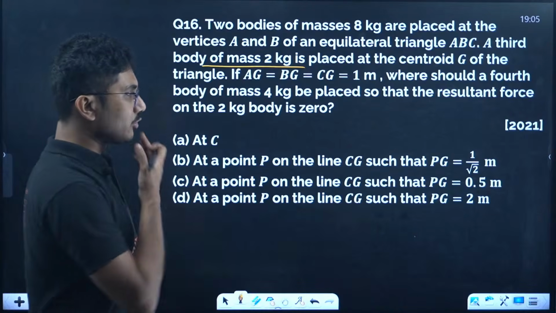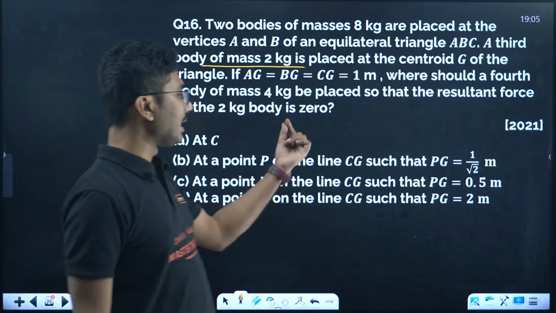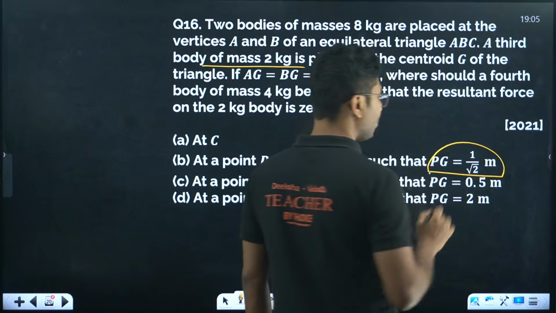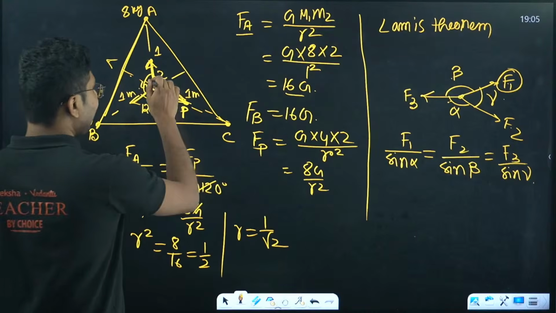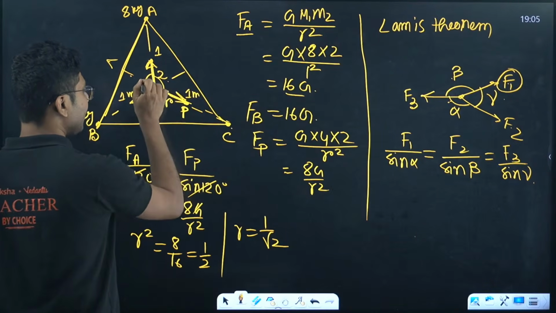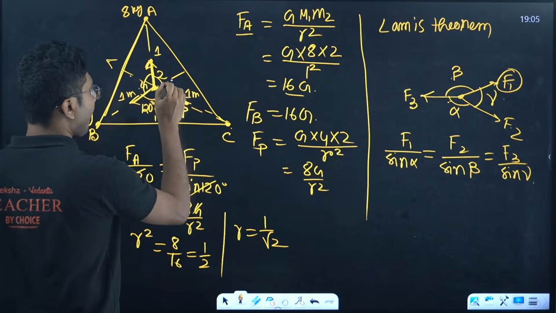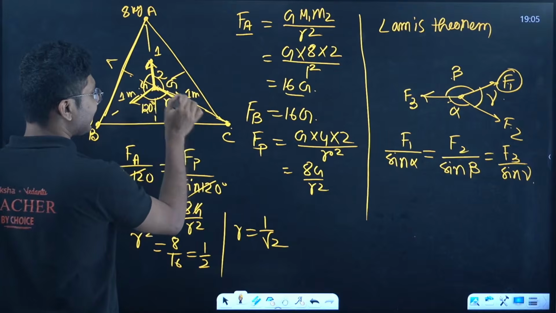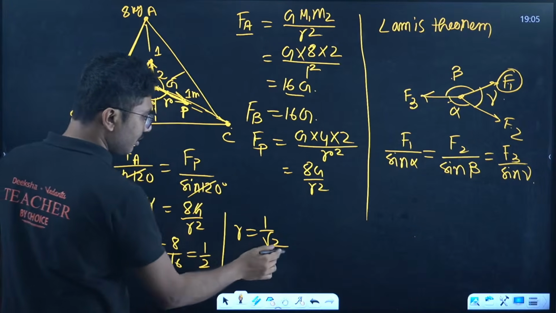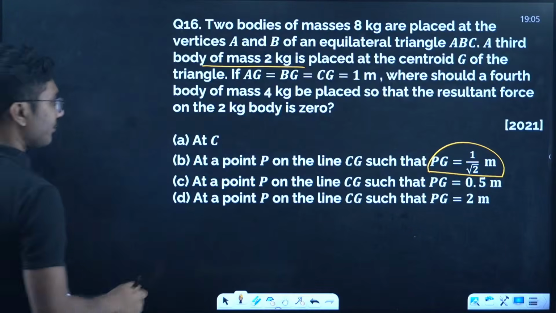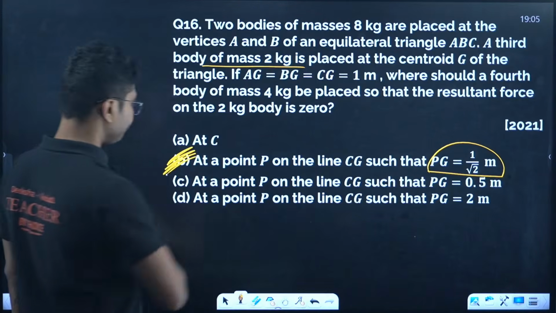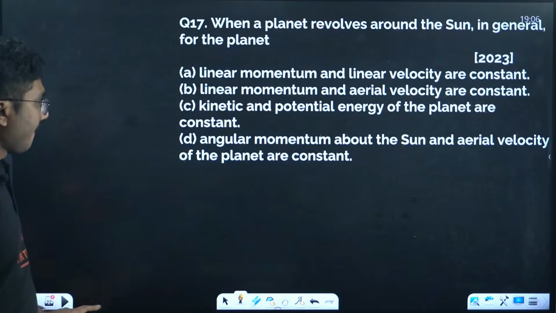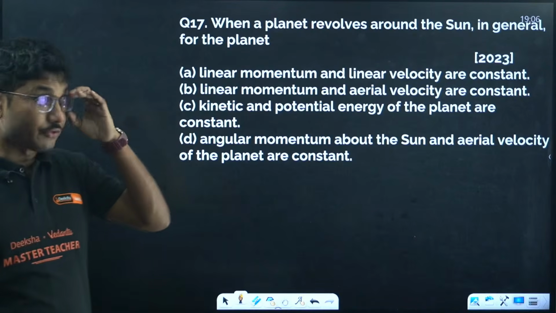So now let us look into the options. At a point P on the line CG such that PG equals 1 upon root 2. On the line CG, this is our point G, such that the PG distance, P to G distance, is 1 upon root 2. So the correct answer for this question is option B. This is a tricky question, as I mentioned. Not all questions are easy.